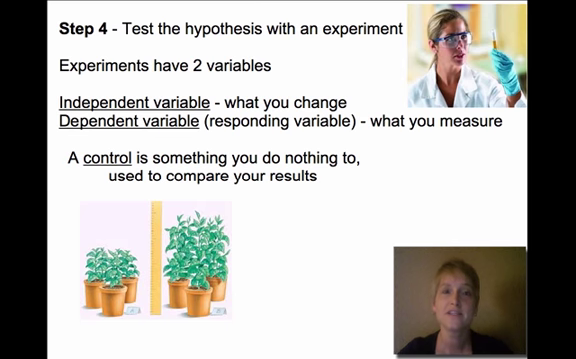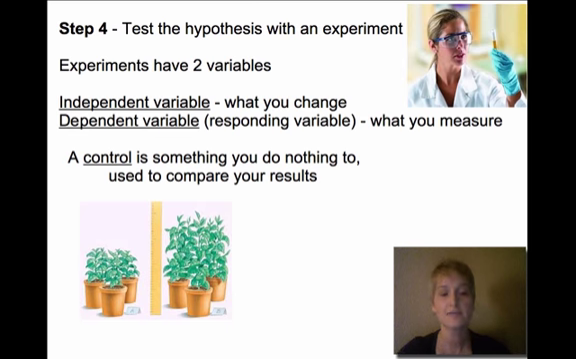Step 4 here is to test the hypothesis with an experiment. Experiments always have two variables. They have the independent variable, which is what you change, and they have the dependent variable, which is what you're going to measure when you perform the experiment. So good experiments have a control. This is something that you don't do anything to, so you want to use it to compare your results.